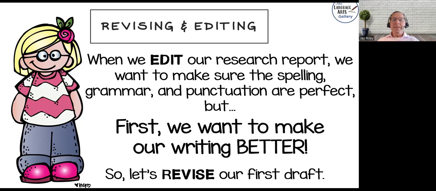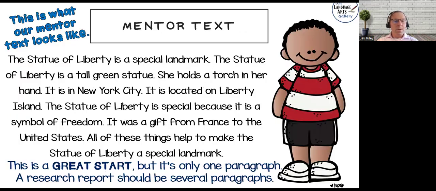So, now that they've drafted something, we're going to take a look at what we did last class. This is our mentor text. I said that I was writing on the Statue of Liberty. This is really just a good paragraph, a well-developed paragraph. I've got an opening sentence. I've got three big ideas related to the Statue of Liberty, and then I've got a closing sentence.